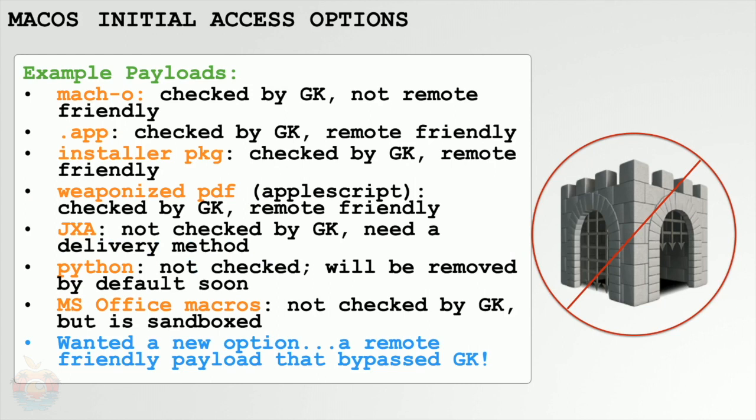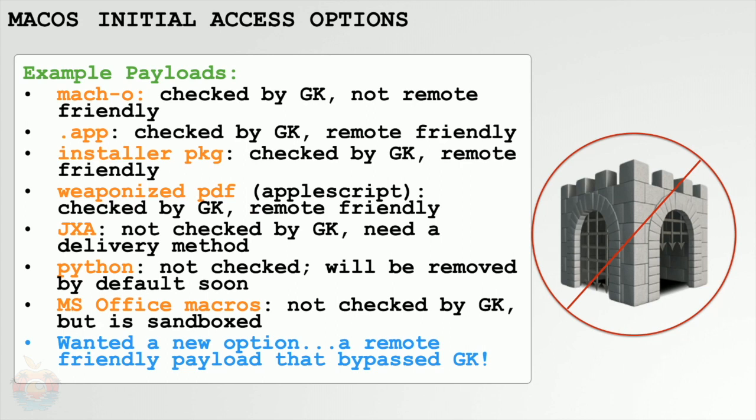And our common payloads up to this point were like mach-o binaries, which are checked by Gatekeeper, but they're not remote friendly, meaning most of the time they're not going to be double clickable. Usually we'll use something else to pull down a mach-o. You have your app bundles, which are checked by Gatekeeper. They are remote friendly, meaning you can double click them, but again, you've got to deal with Gatekeeper. Same with installer packages and weaponized PDFs.